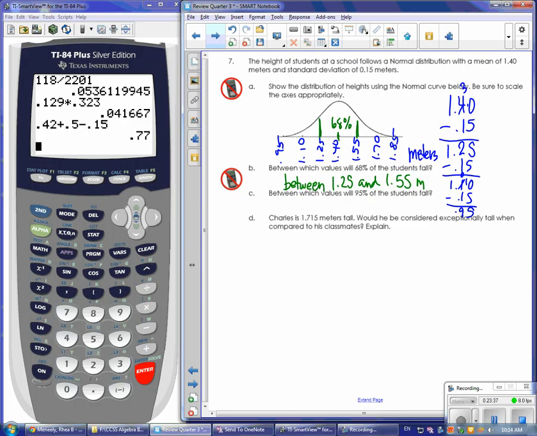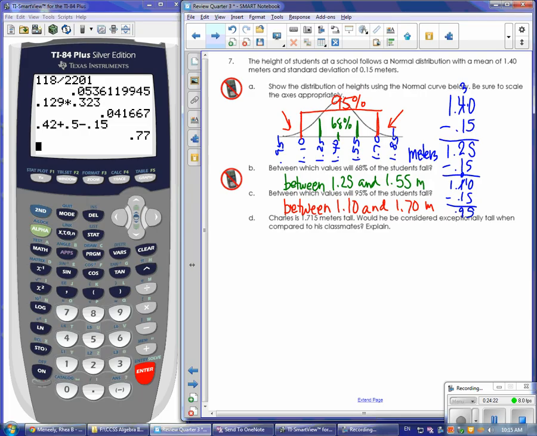If I want to know the values for which 95% of my students are going to fall, I'm going to go another standard deviation away. So this is 95%. So that would be between 1.1 and 1.7 meters. And then the third standard deviation would correspond to 99.7%. Okay? So basically, anything beyond, if you think about these areas here, those are going to occur less than 5% of the time. So less than 5% of my population is going to be less than 1.1 or more than 1.7.